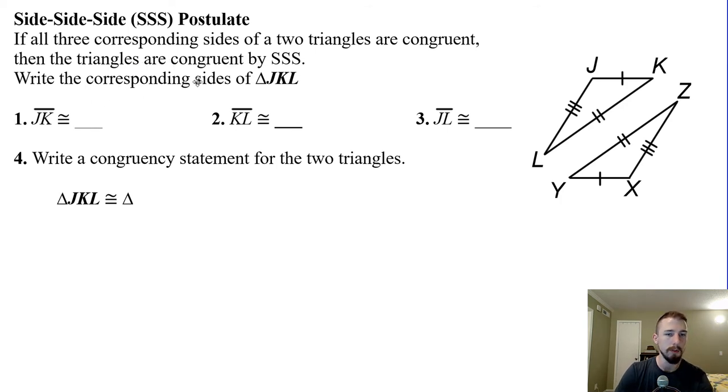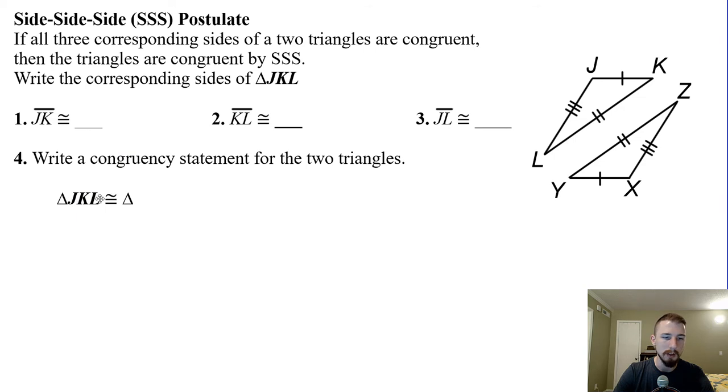Write the corresponding sides of triangle JKL. So we have all the sides listed out over here. So JK is going to be right up here. That's going to be the side length of 1. So that's going to go with the side length down here of 1. So Y and X. Now I want to go ahead and write these in the same order. In fact, I might even start out with a congruency statement. That might be the easiest way to do it.